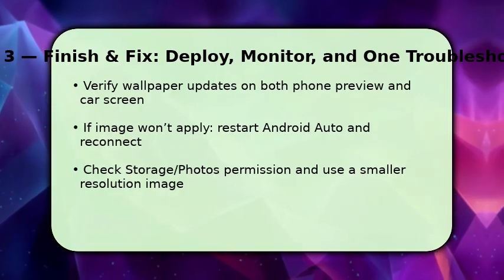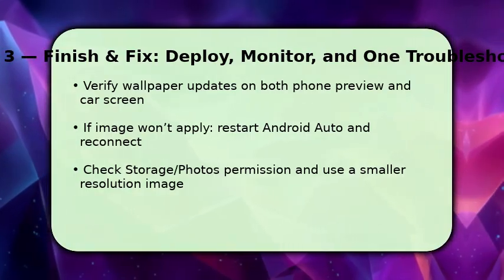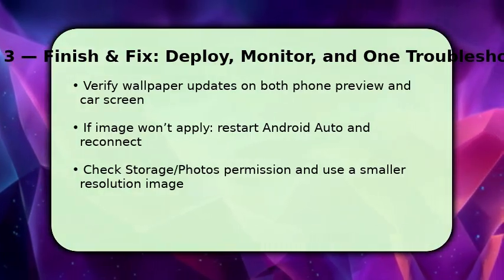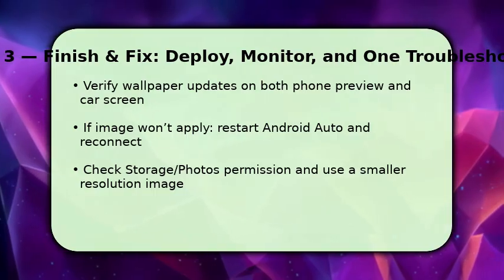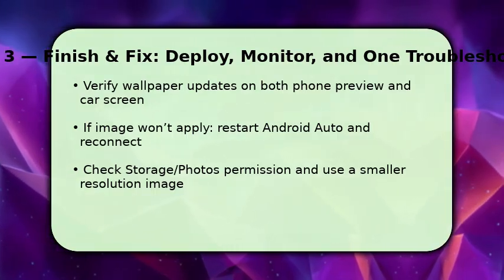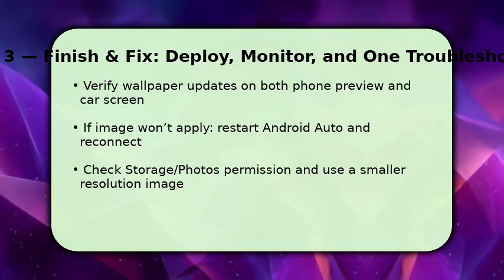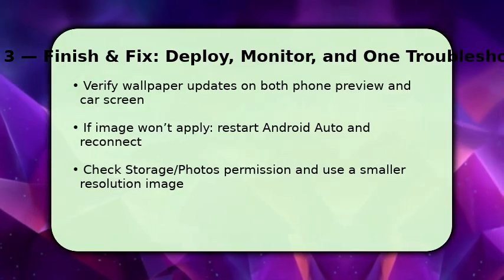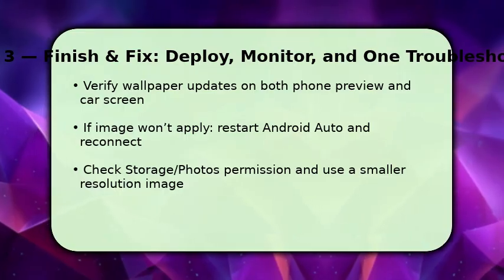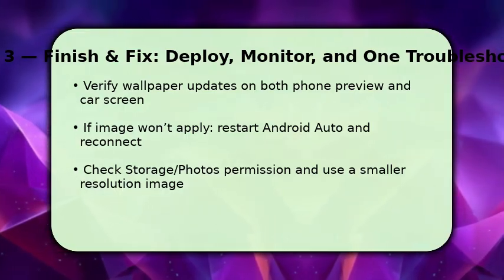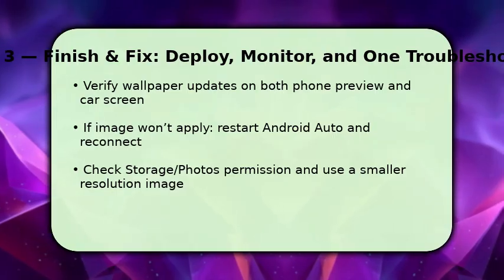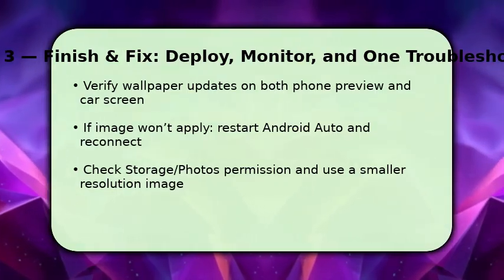If the wallpaper does not apply, restart Android Auto and reconnect the phone, because a soft reset clears temporary glitches. Also make sure storage and photos permissions remain enabled. Without them, images can't be read. As a final tip, use a medium resolution image if the head unit rejects very large files. Smaller images often apply more reliably.